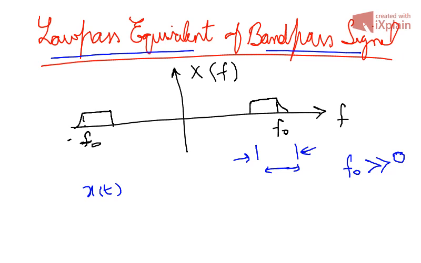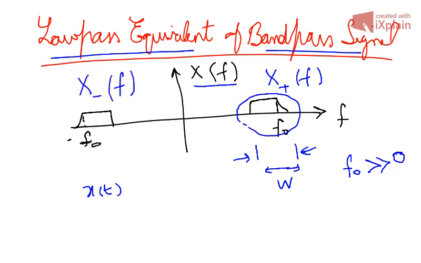Now we define the spectrum as the positive frequencies of x of f. This is the bandwidth of this signal. Let's define the positive and negative spectrum of x of f. So we would say that x positive of f is this signal, right? And we define this one as x negative of f. This is the positive spectrum of x of f and the negative spectrum of x of f.